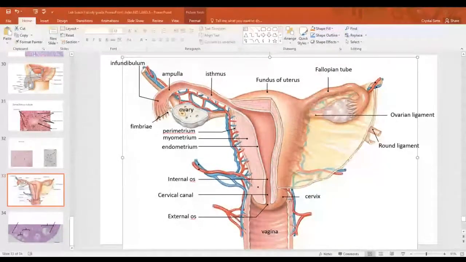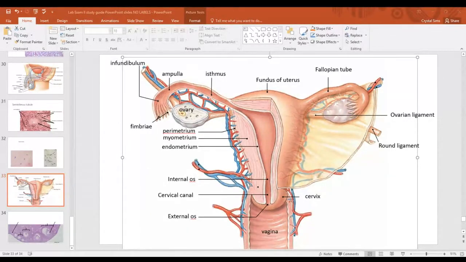uterine wall. So my innermost layer is the endometrium. And then my next layer is the myometrium. Okay, so I have the endometrium. Then the thickest layer, the middle portion of the wall, is the myometrium. Remember, that's muscle. And then I have the perimetrium as my outermost layer.